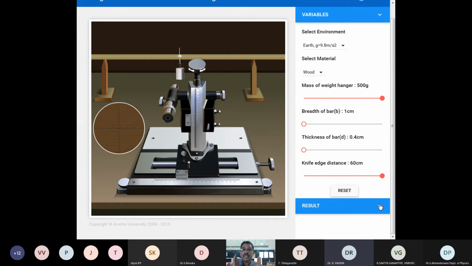So he will enter the lab with some pre-idea. Otherwise, he may not know how to handle the equipment and all. Something may happen. So this virtual lab supports us in learning how to handle equipment like that.